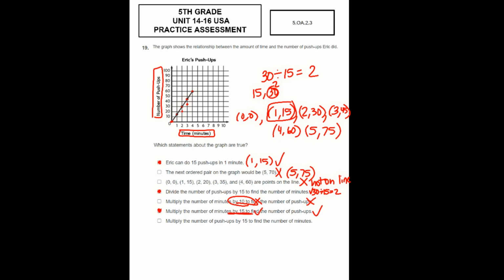And then it says multiply the number of push-ups by 15. That's not true. We're not multiplying the number of push-ups by anything. We're multiplying the number of minutes. We multiply by minutes, not by push-ups. Okay, so that last one is not true. The only ones that we have here are the first one, D, so it's A, D, and F. That's what we have here. All right, let's go to the next examples.